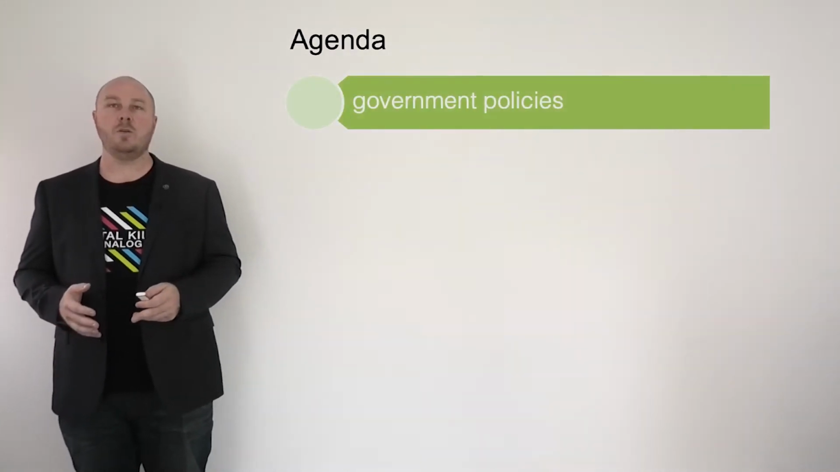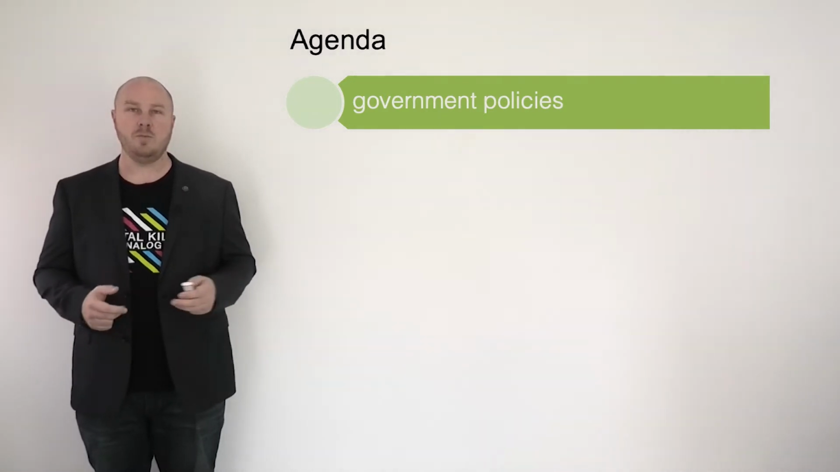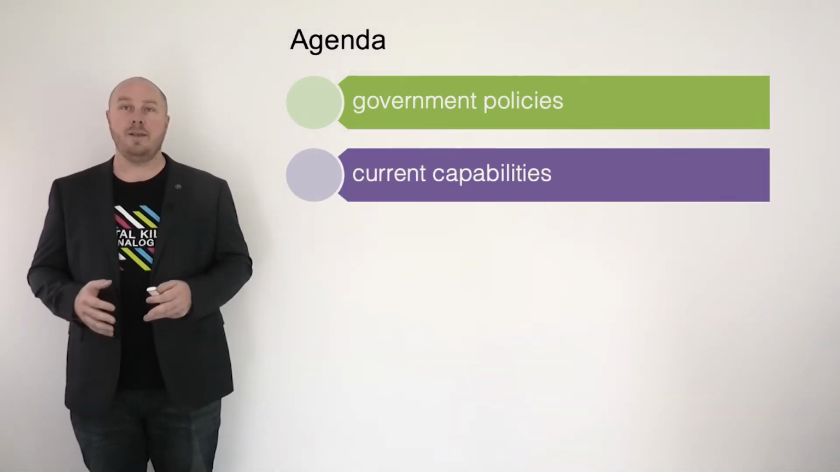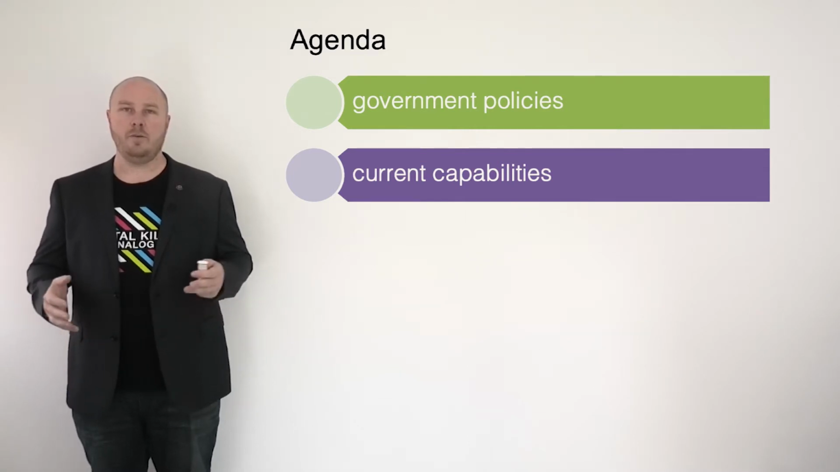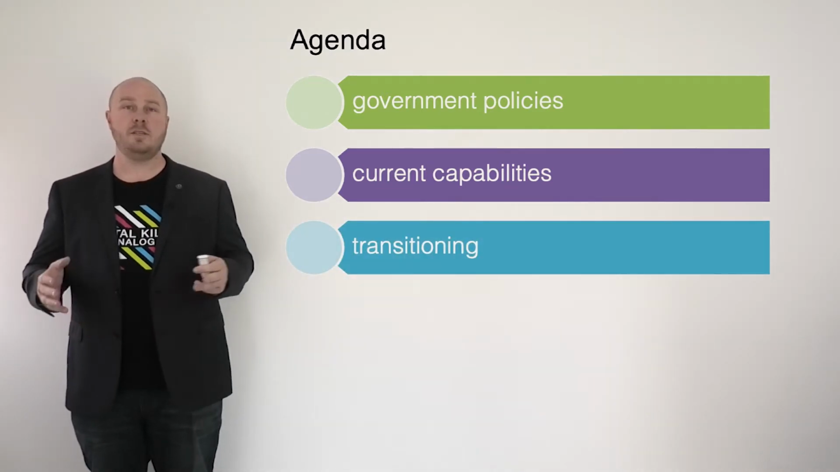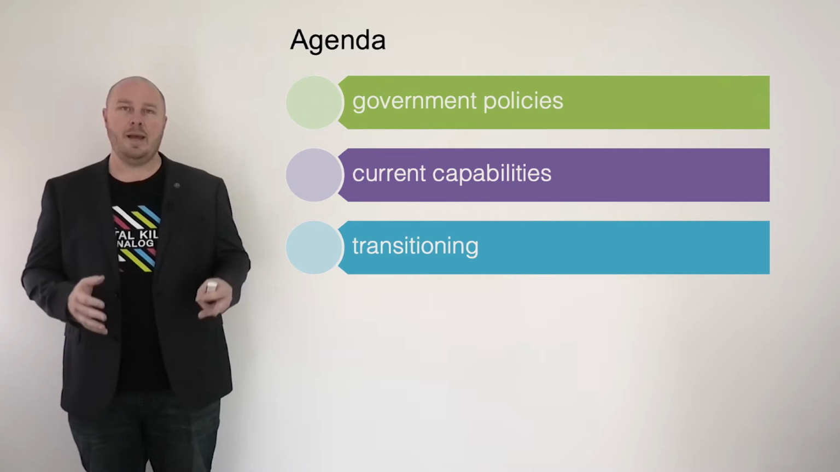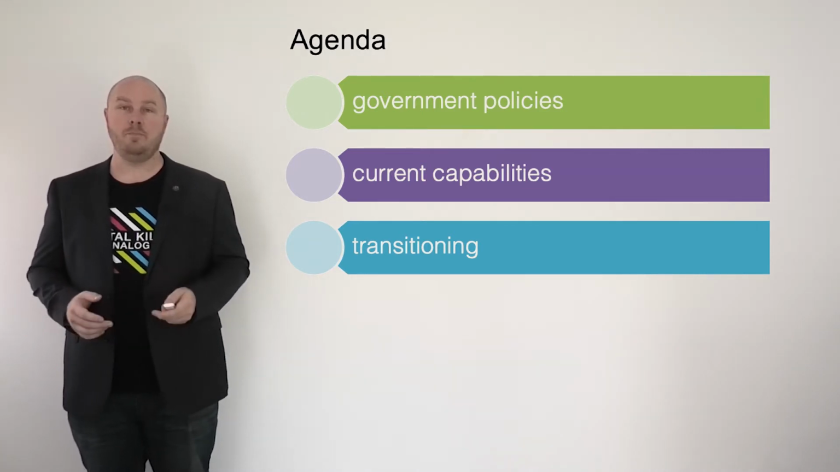So first of all, we're going to talk about government policies. So government leading from the front end here and driving change within industry. We're going to talk about the current capabilities of industry and architects in particular through the results of the digital capability survey that was conducted at the start of last year. We're also going to talk about the transitioning process. How will you transition your business from an analogue business to a digital one?